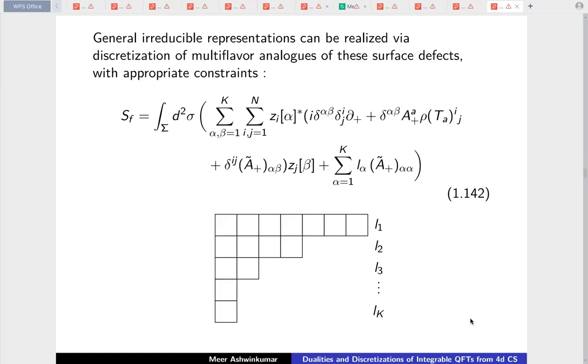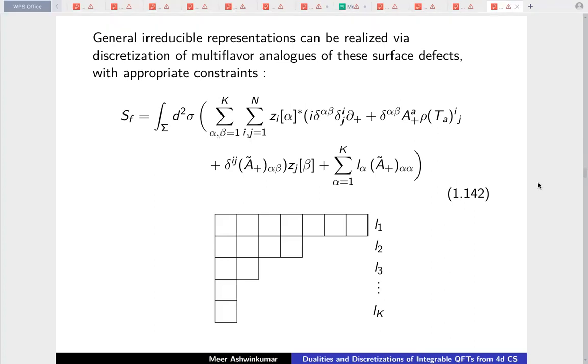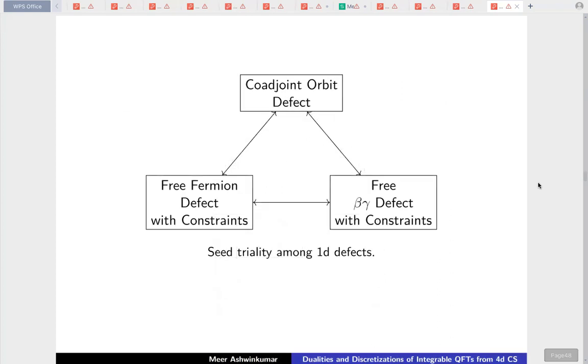So now we have a method to realize basically any irreducible representation of SU(N) from discretizing certain surface defects with some constraints, either with bosonic or fermionic degrees of freedom. Recall that when studying the Fourier-Fresher-Tikin model, we could also discretize the coadjoint orbit defect and obtain basically any irreducible representation governed by the highest weight lambda. So what this means is that we actually have a triality among the 2D and therefore 1D defects, which are the coadjoint orbit defect, the free beta gamma defect with constraints, and the free fermion defect with constraints.